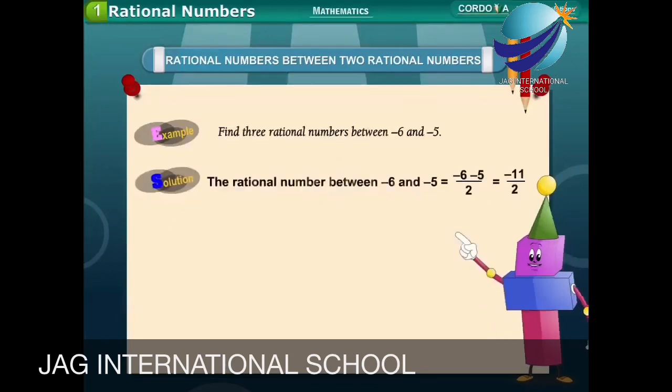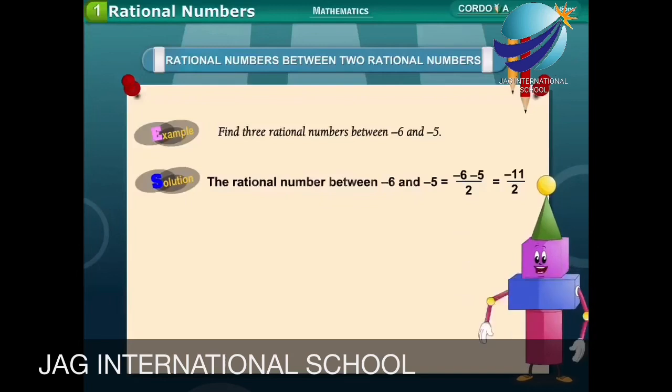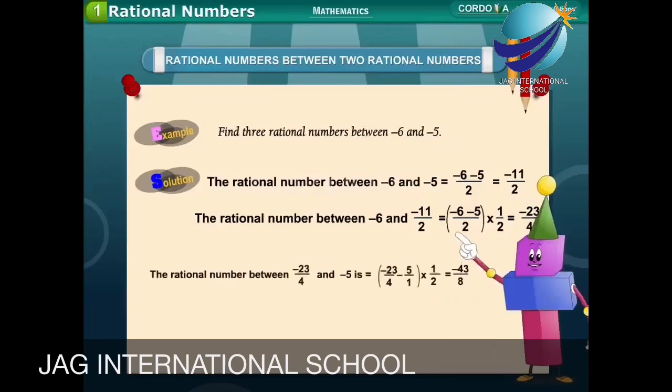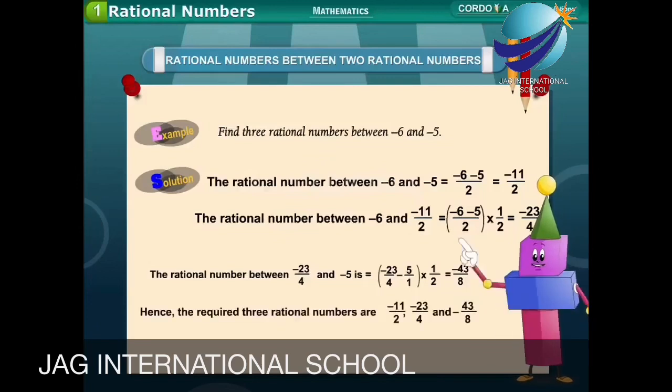Solution: the rational number between -6 and -5 is equal to (-6 - 5)/2, which is equal to -11/2. The rational number between -6 and -11/2 is equal to (-6 - 11/2) × 1/2, which is equal to -23/4. The rational number between -23/4 and -5 is equal to (-23/4 - 5) × 1/2, which is equal to -43/8.